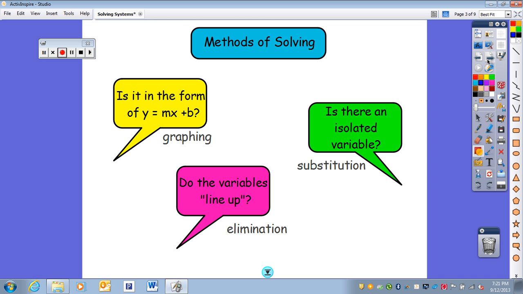There are three methods for solving. The first is our graphing, and it's easiest to graph when our equations are in the slope-intercept form. So you want to ask yourself, is it in y equals mx plus b? The second method is substitution, and when we are substituting into another equation, you will want one variable by itself or isolated. The third method, called elimination, or sometimes called linear combination, we want the variables to be lined up into standard form. We'll take a look at reviewing these three methods.